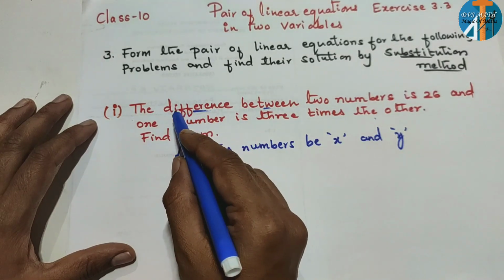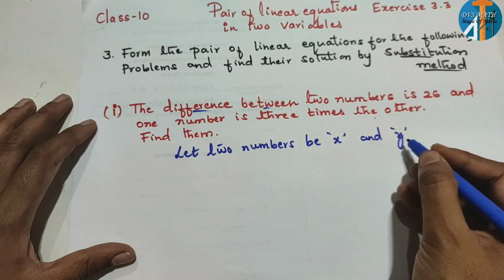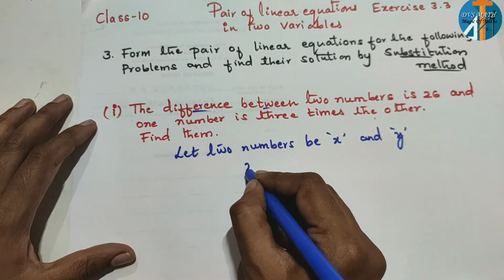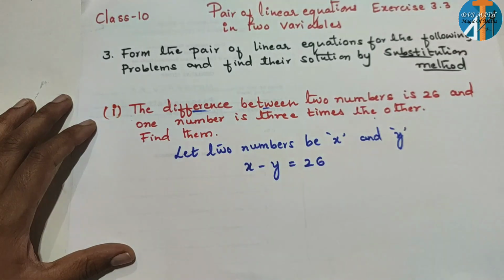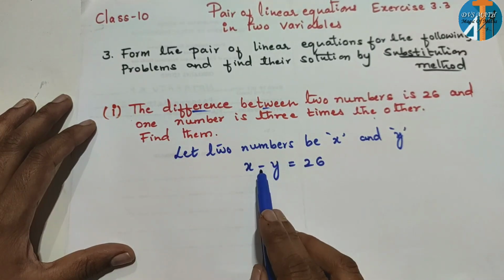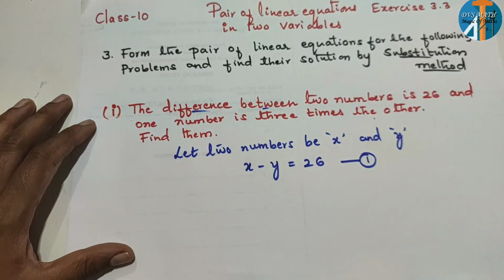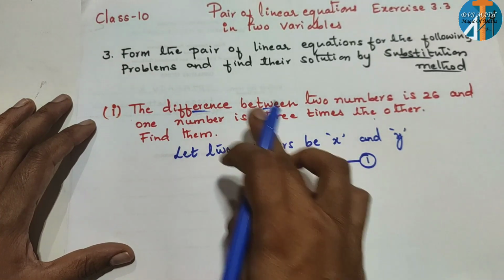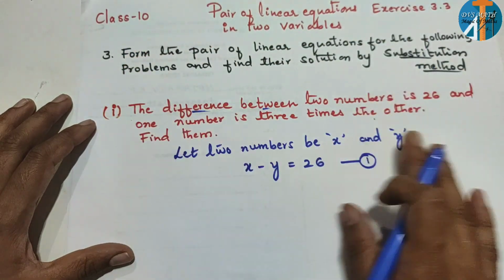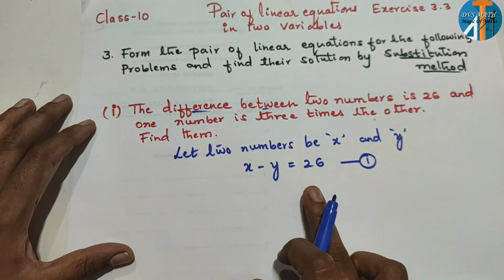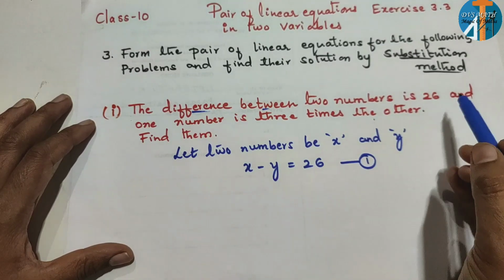So what is the first statement? The difference between two numbers is 26. That means the difference between the two numbers x and y. So x minus y is equal to 26. Difference means minus, as I told you. So consider it as equation 1. We got one equation. The question itself says to form a pair of linear equations, which means using a verbal statement, we have to form a linear equation. So one linear equation we got. Let's move on to the next one.